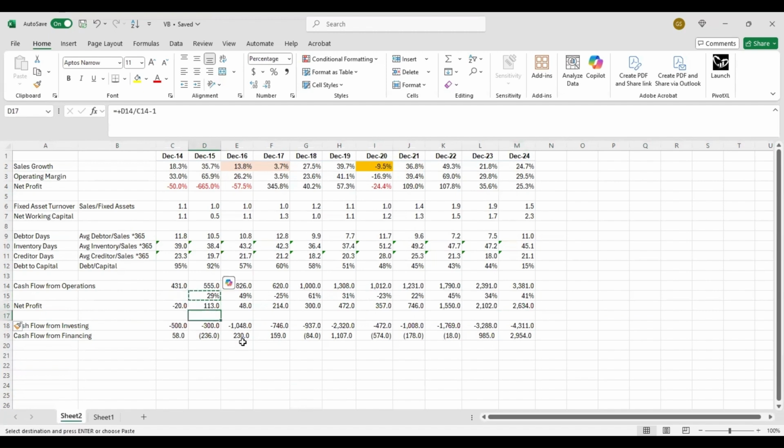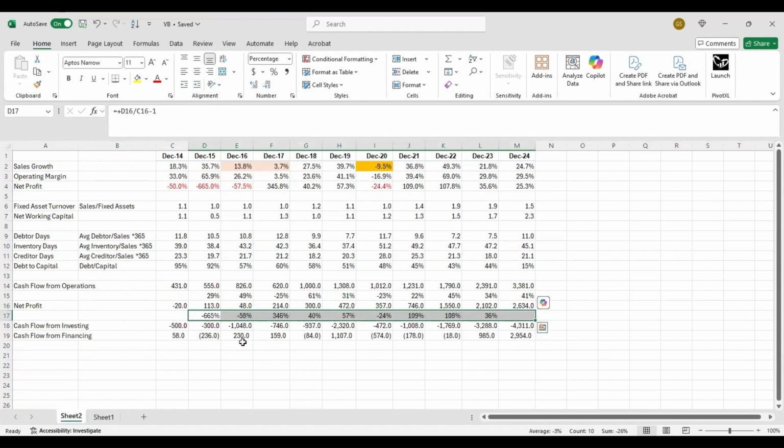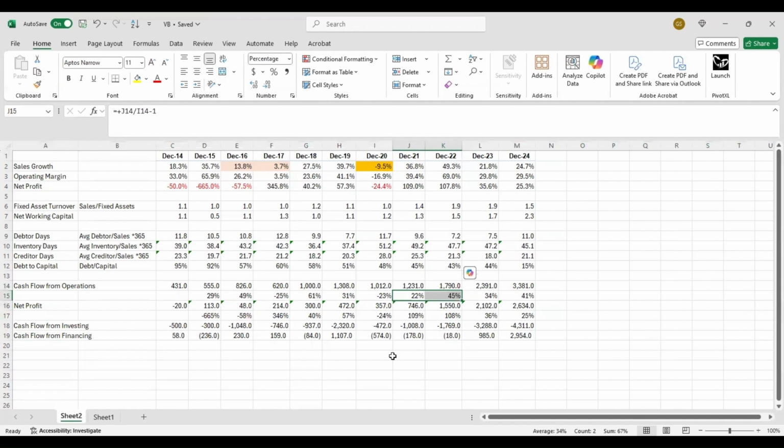Okay, so my net profit is also growing, and my growth of cash flow from operations is also pretty much consistent with my net profit growth. Maybe here there's something to be concerned about because my net profit has increased substantially, but it's not reflecting in my cash flow from operations. But overall, this paints a good picture.